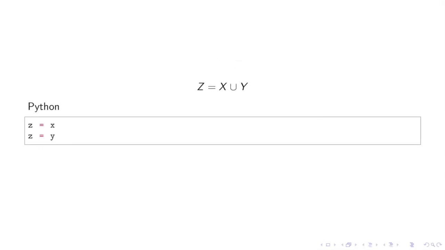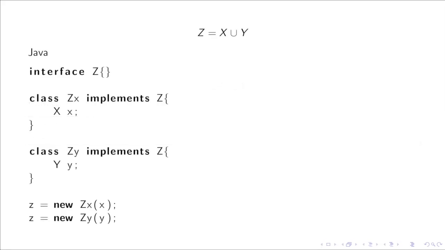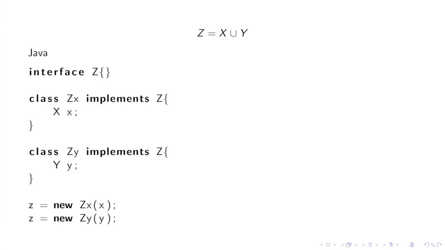A union of x and y is when you allow for assigning either values of x or y to variable z. In Python, all unions are implicit. It's the programmer who has to remember what values can be assigned where. In Java, we cannot assign values ad hoc. The role of unions is taken by polymorphism instead.